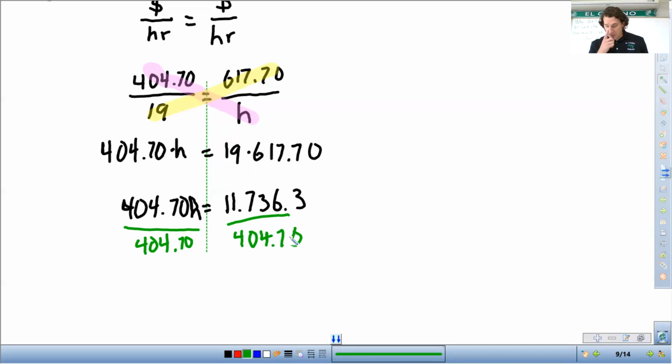So 11,736.3 divided by 404.70 comes out to 29. So he worked for 29 hours.